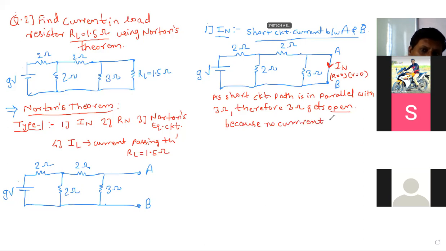Because whatever current there is will go through the short. No current will flow through the 3 ohm resistor. Are you getting me? This concept is very important to remember.